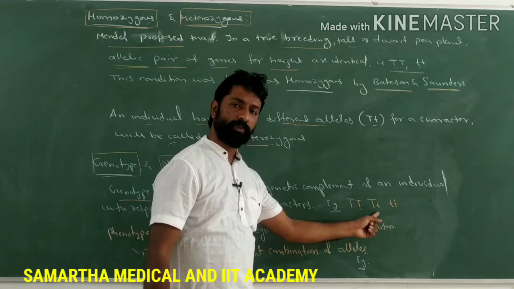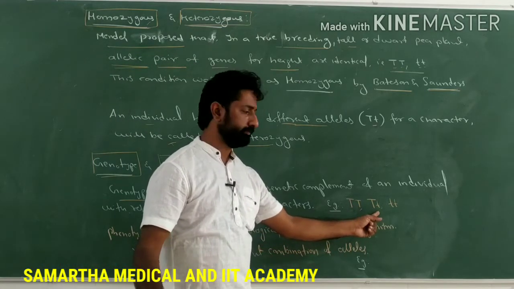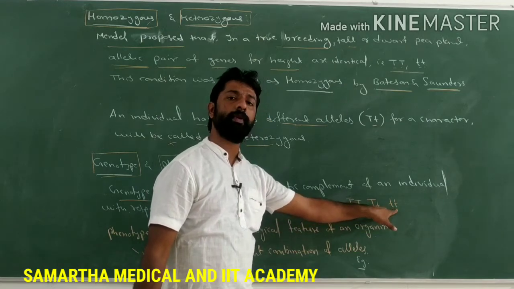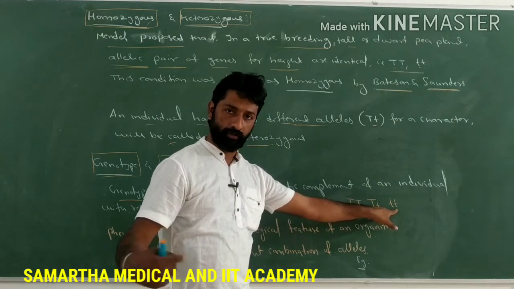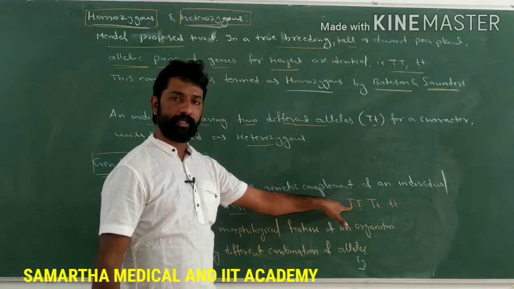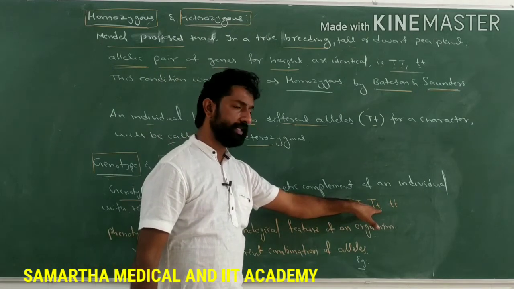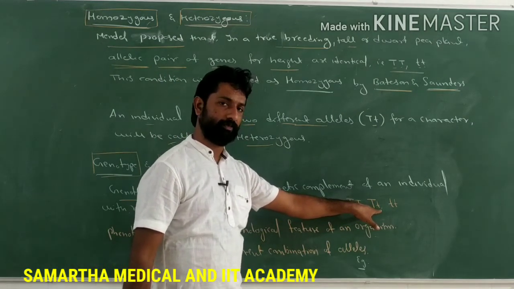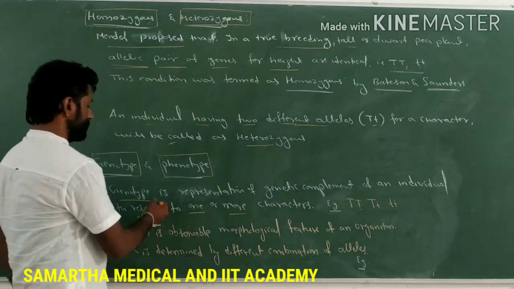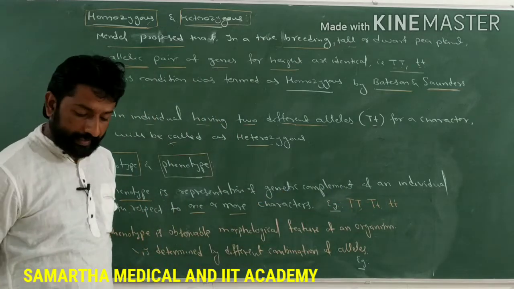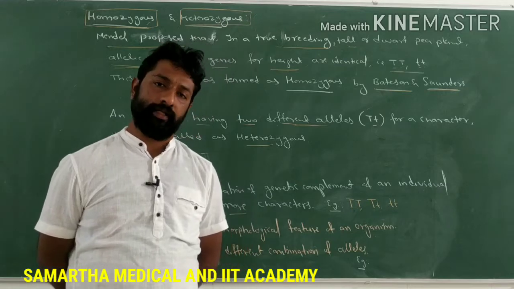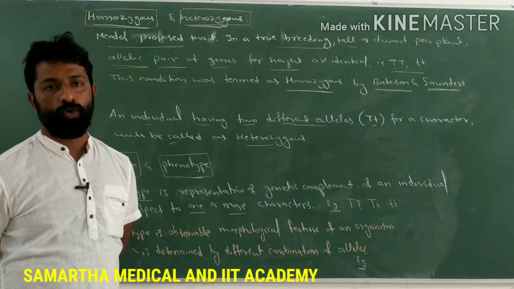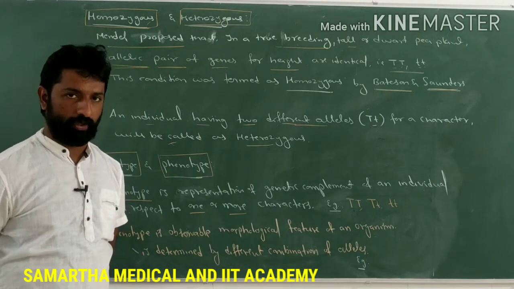This one, the plant is heterozygous tall. So by seeing this, we can say that one, the plant is dwarf. We know that capital T denotes tallness and small t denotes dwarfness. Right? So in this way, genotype is the representation of the genetic complement of an organism or an individual for one or more characters. That is called genotype.